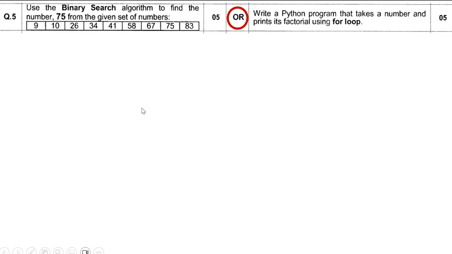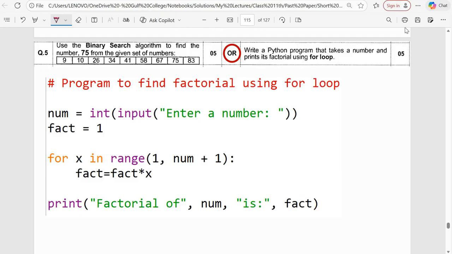Next question is, write a Python program that takes a number and prints its factorial using a for loop. Okay, we will start to write the program. Here we have written a program. It will get a number. Suppose you are going to enter the number 6. It will ask for input, and the input data type is integer.